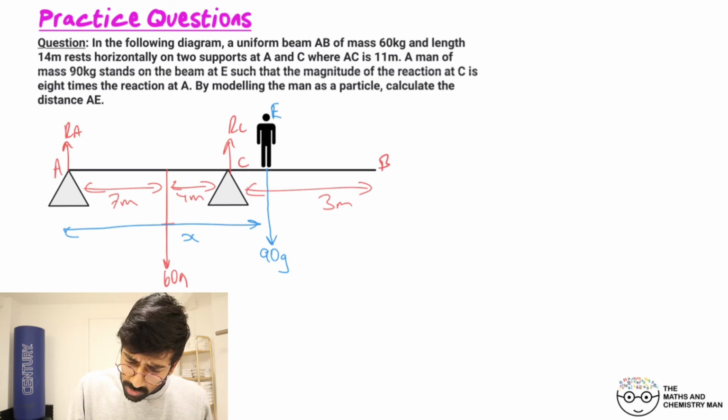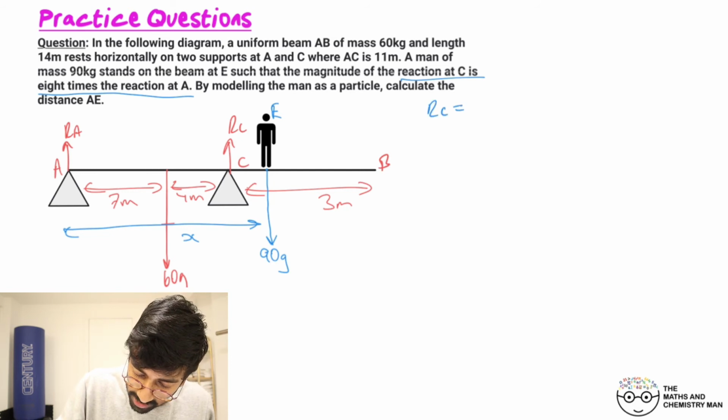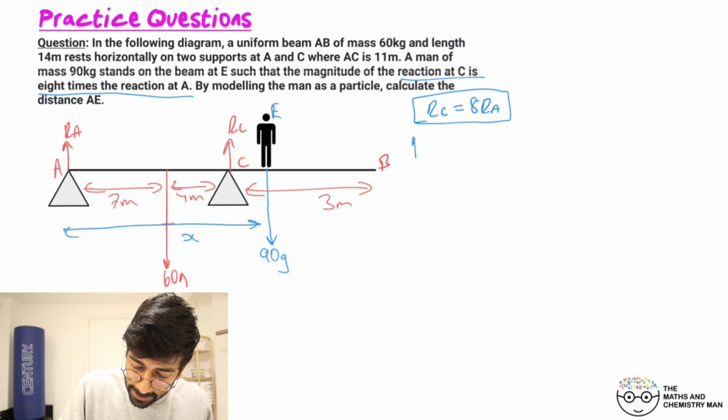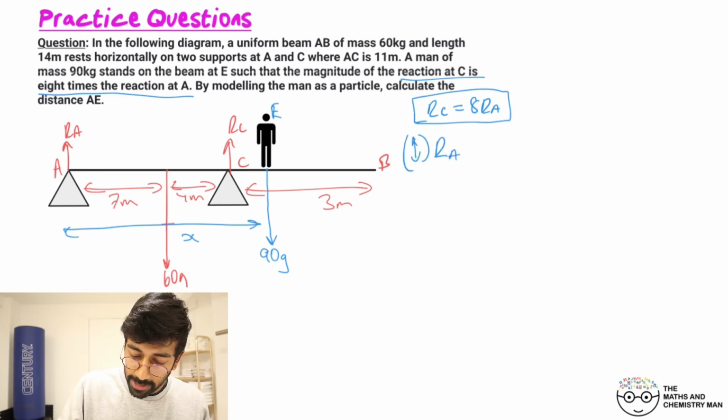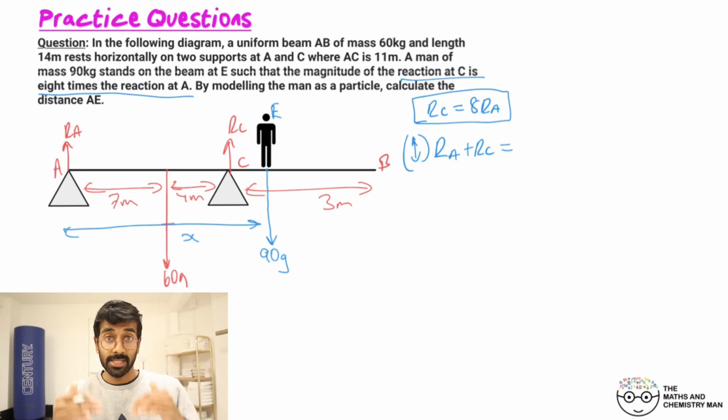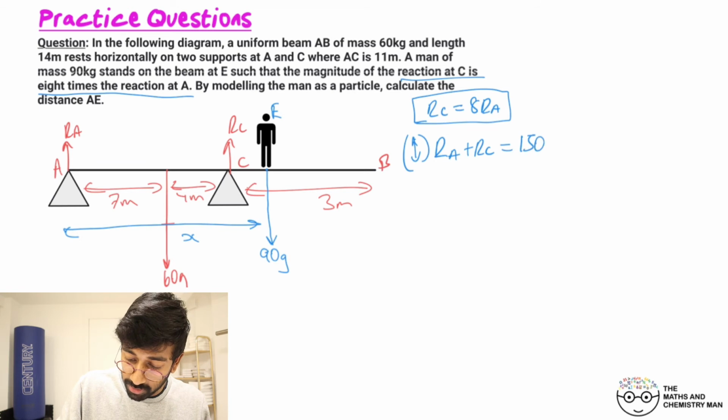Now, we were told the reaction at C is 8 times the reaction at A. So hopefully you've gone with RC is equal to 8 lots of RA. And then we can look upwards and downwards. So upwards and downwards, we've got RA plus RC is equal to, well, 60G plus 90G, that's the downwards forces. So we'll just say 150G.